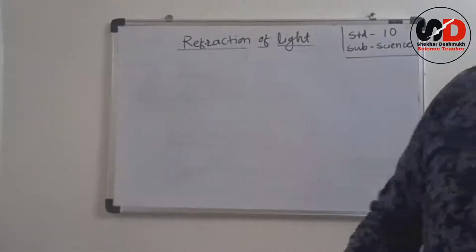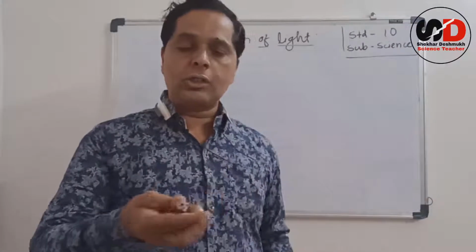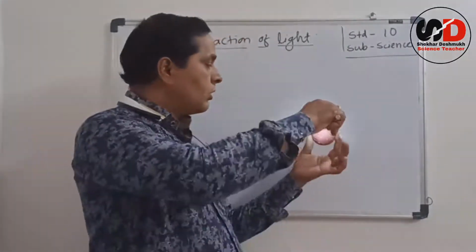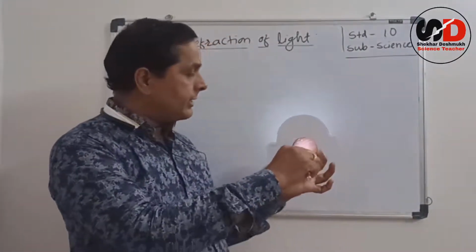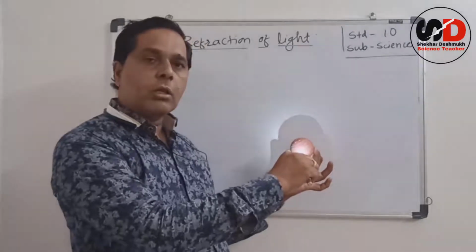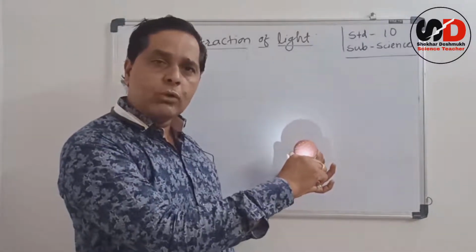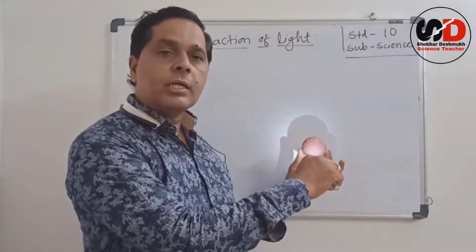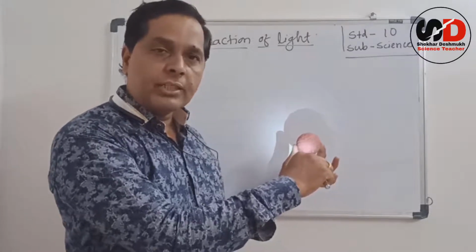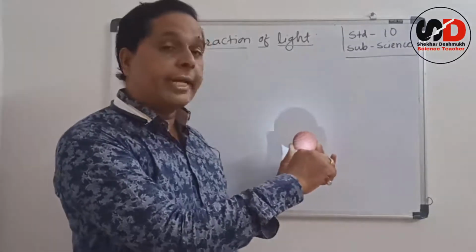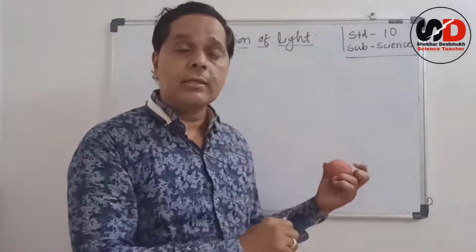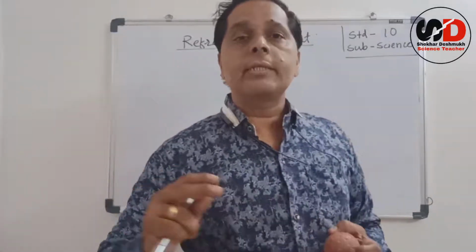Let us see. I have a torch here. So you can easily see the shadow of the ball. And why is this shadow there? Because of the reflection of light, or because of the straight propagation of the light. The light travels in a straight line.